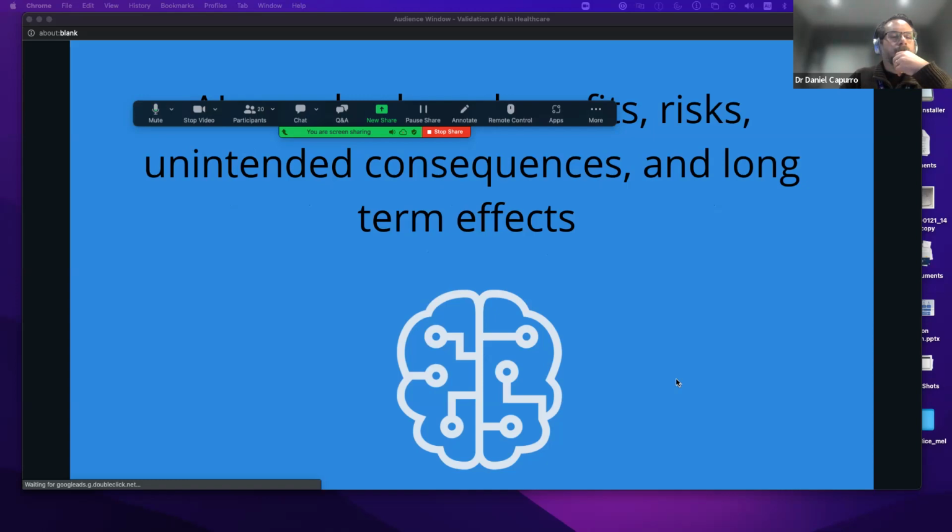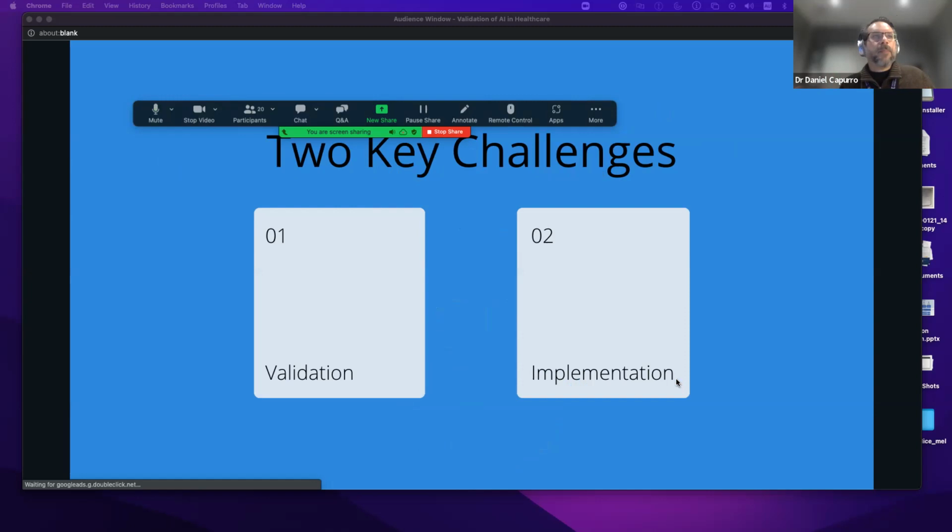We're not going to talk about the ethical issues around AI applied in healthcare. But even if we eliminate those, we still have the risk of generating unintended outcomes, adverse outcomes to our patients, and long-term effects. And I would say that the two key challenges for this last mile are the validation of AI algorithms in healthcare, and what I mean by validation is clinical validation of effectiveness, and the implementation, okay? So we're going to be discussing a little bit about these two things.